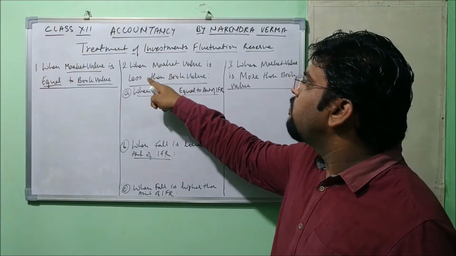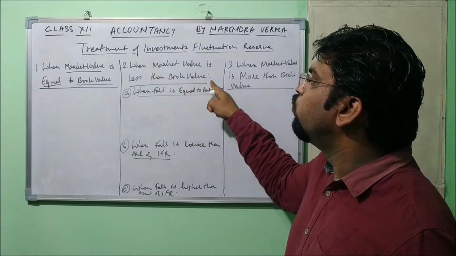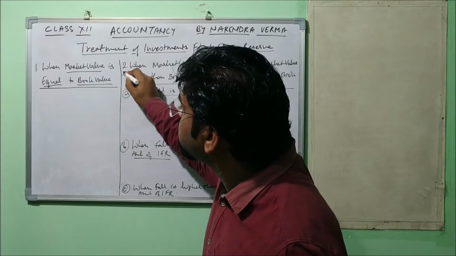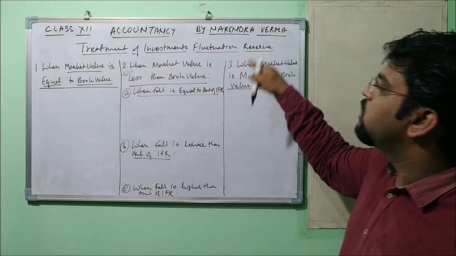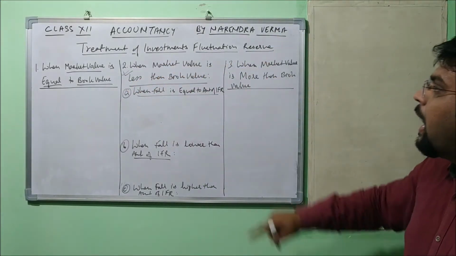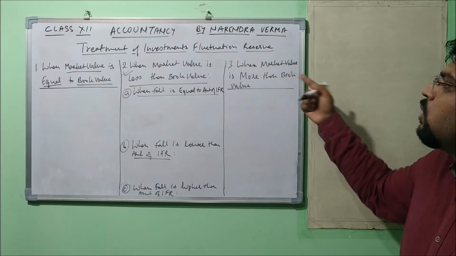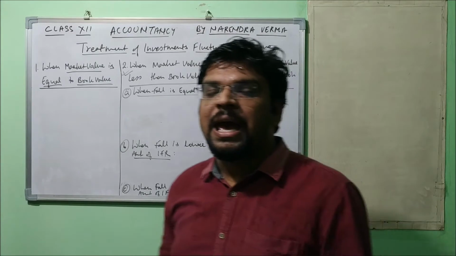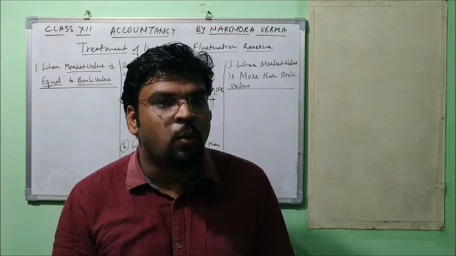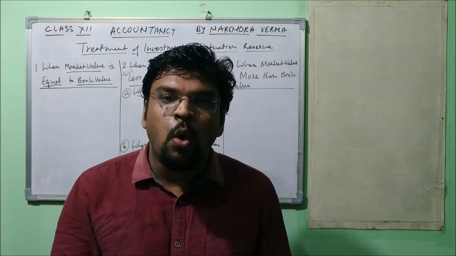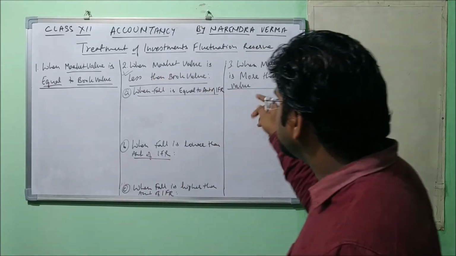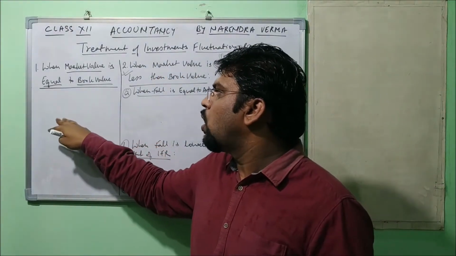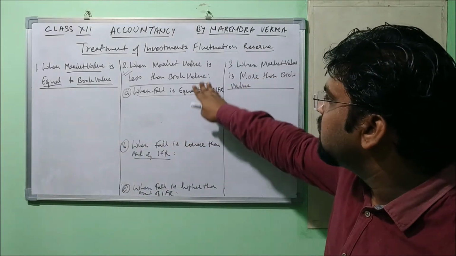Second case, when market value is less than the book value, right? Only for this particular purpose, this investment fluctuation reserve is maintained, right? Okay. And when market value is more than the book value, then every organization wants the same. When an organization invests money in the market, they want it to be more and more, right? Okay, so that is the favorable situation. Okay, and here no profit, no loss. Okay, here there are three cases.